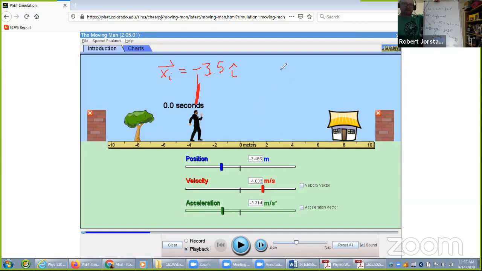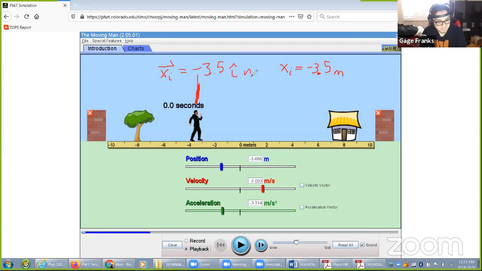No one would ever write that because everyone's lazy, and you're going to get lazy too. So everyone would write x initial equals negative 3.5, and I should be careful. That's still wrong on both of these. What did I forget on both of them? Units. Yep. Thank you.